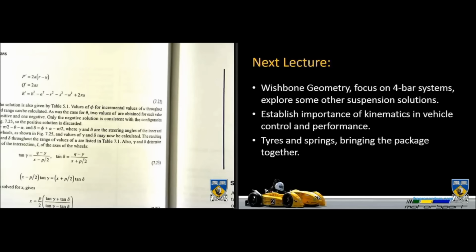Next lecture on Wednesday is focusing on wishbone geometry, the 4-bar linkage of such systems, as well as 5-bar link systems and beam axles, things like that, and how they're different. We're talking about the importance of kinematics to control and performance. So bringing a bit across the slip angle stuff again, and your tyre loads. Why is that important? How does that get controlled? And again, tyres and springs and balancing the package, bringing it all together.